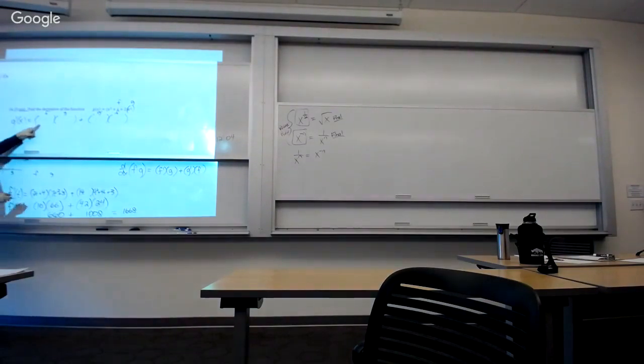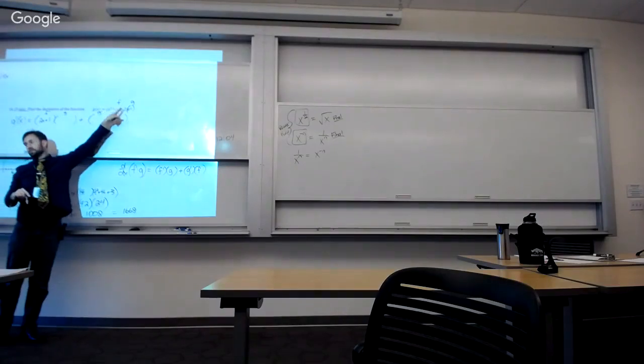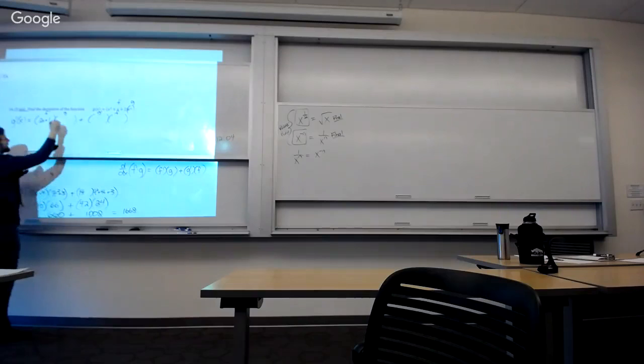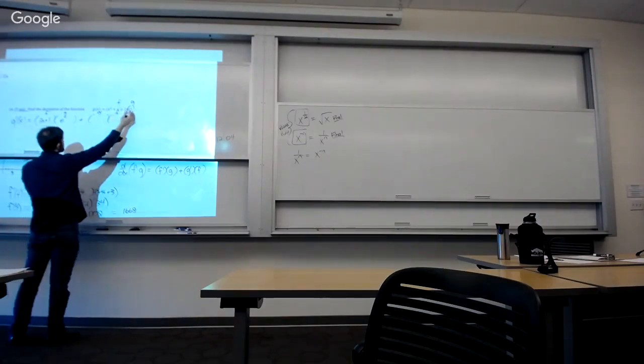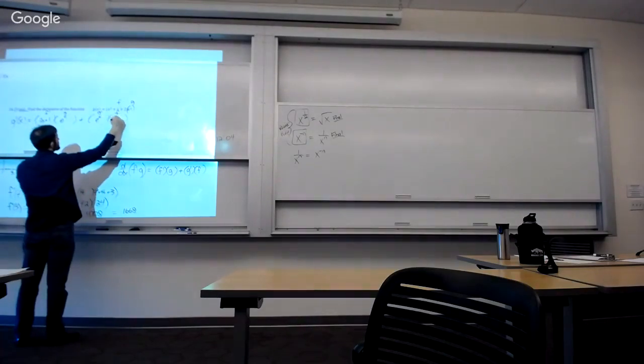So what's the derivative of the first? Is it 2x plus 1? The derivative of x squared is 2x. The derivative of x is 1. And the derivative of 2 is nothing. Okay, so the derivative of the first times the second, so that's e to the x. And then the derivative of the second, what's the derivative of e to the x? E to the x times the first, so x squared plus x plus 2.